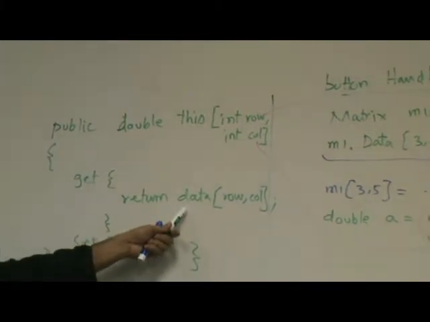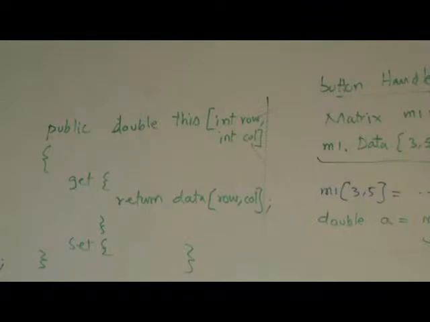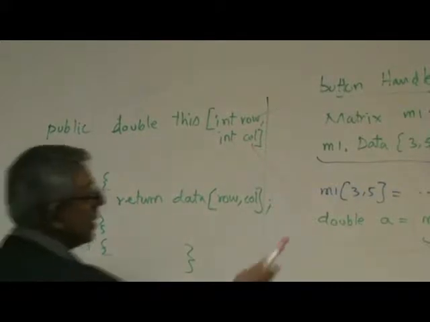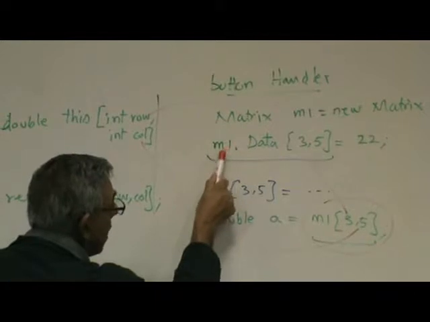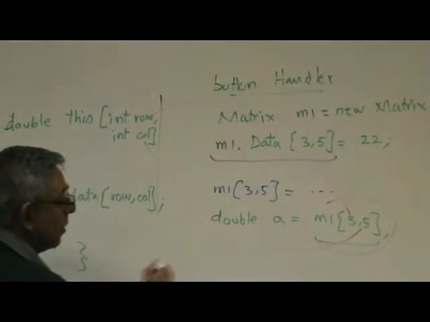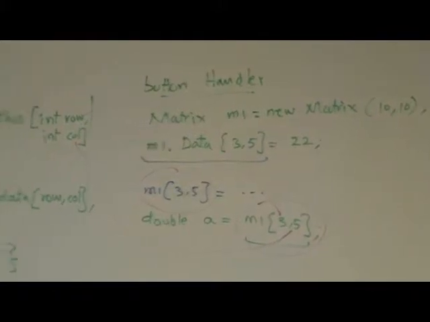So it will end up returning whatever was stored at M1 of 3, 5. Okay. So once we have the indexer, there's no need for writing something like M1.data equal to; we can directly write it like this. So now let's go to the set part.